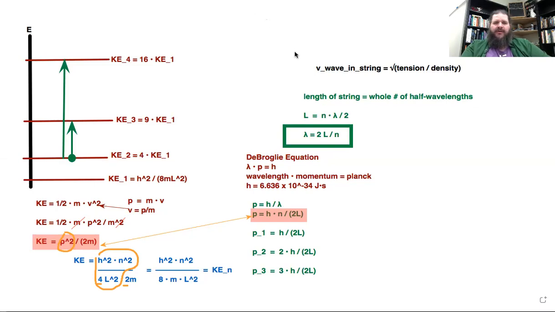Or alternatively, maybe you could lose energy. If you start off in a high energy state, you can lose energy and drop to a lower energy state. Look at the difference between these. For instance, if you look at final minus initial, 1 KE1 minus 4 KE1 would be negative 3 KE1. So the energy loss, delta E, would be negative 3 times h squared over 8 m L squared.